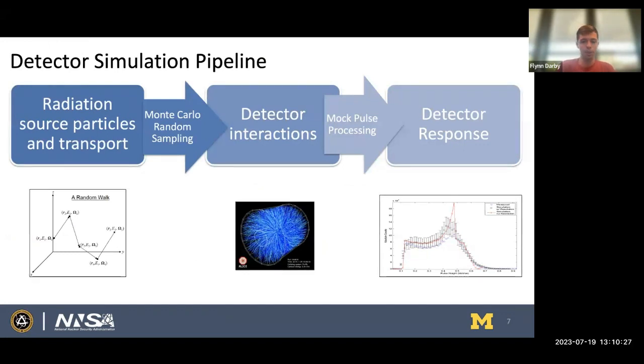So to outline what we're going to go through for the rest of the lecture, we'll talk about radiation source particles and transport, and how the Monte Carlo random sampling is evolved. We'll talk about detector interactions in detector volumes. And from these pure interactions, we're not yet at what we might see in experiment. We have to do some sort of mock pulse processing to completely mimic what we might see in an experimental detector response. So we'll talk about that briefly as well.